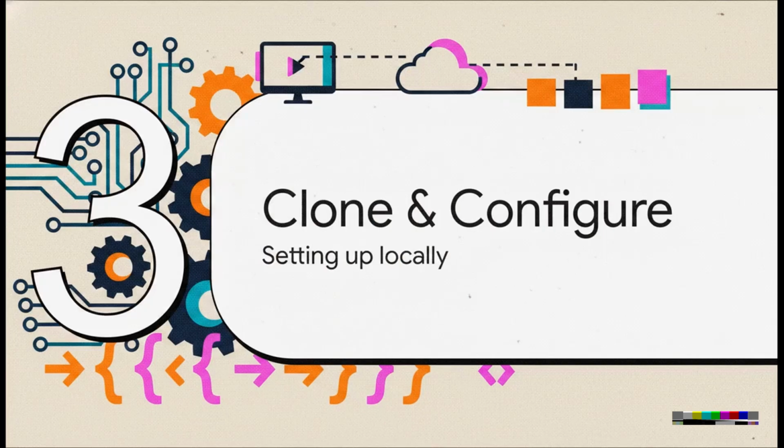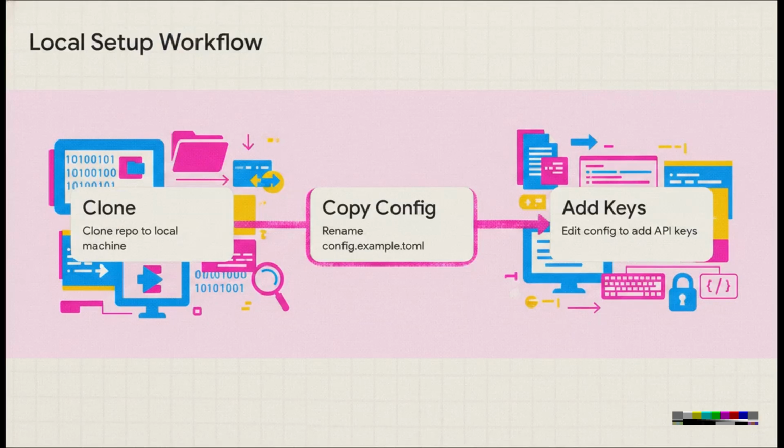Which brings us to Section 3, Cloning and Configuration. If you're deploying this on your own machine, you're going to follow a really straightforward 3-step chronological workflow. Step 1. Clone the MoneyPrinterTurbo repository to your local machine using Git. Step 2. Navigate into that folder, find the file named config.example.toml, copy it, and rename that copy to simply config.toml. Step 3. Open up that new config.toml file in any text editor to add your specific API keys.